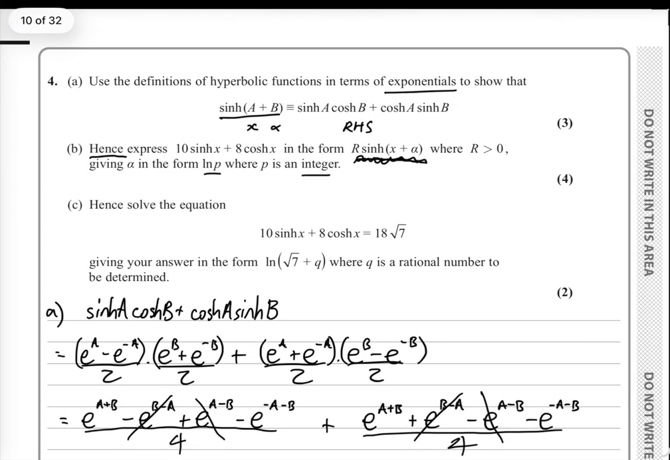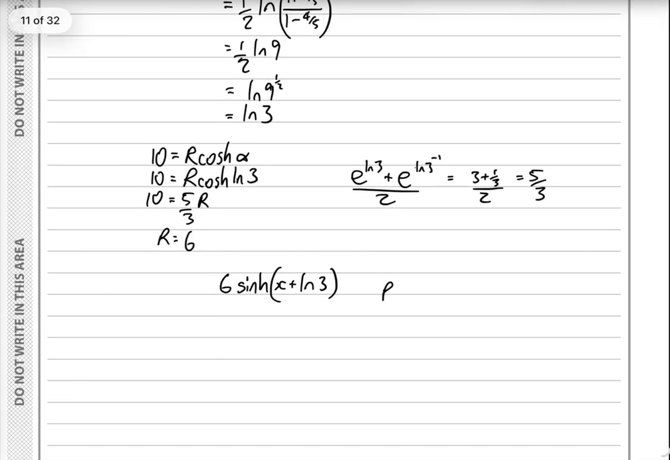And is that going to match? Yes, alpha is log p, where p is an integer. So p is equal to 3.